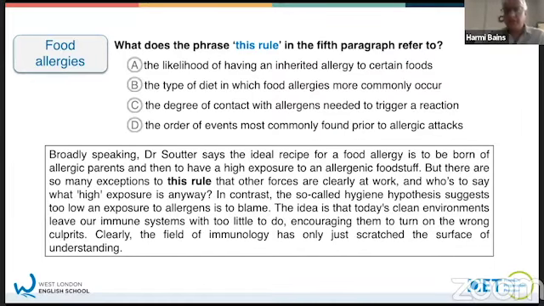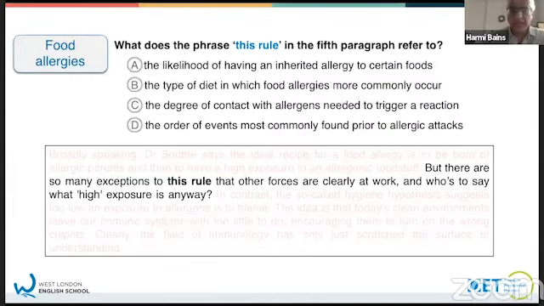This question was a little bit different because you didn't just have the reference word, you had the reference word with another word. This one said this rule, as you can see here. So you've got to find the rule. What is the rule they're talking about? Again, if you look at the sentence, it says there are so many exceptions to this rule that other forces are clearly at work. Well, there are a lot of exceptions to this rule. And again, you've got to find out what the rule is.